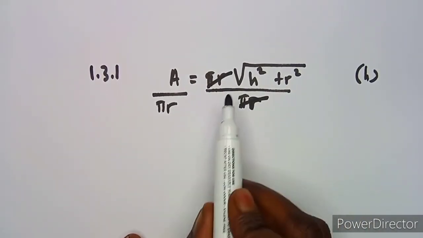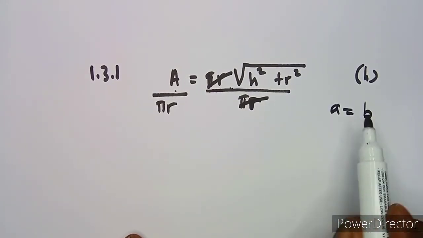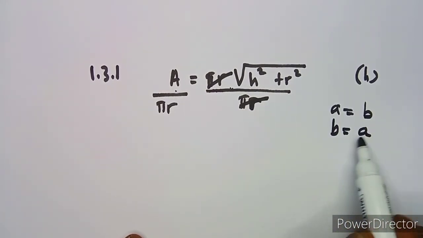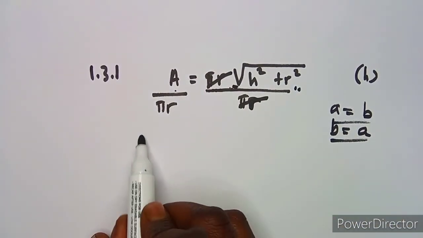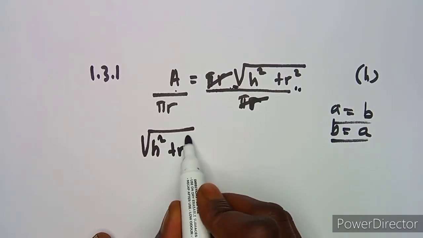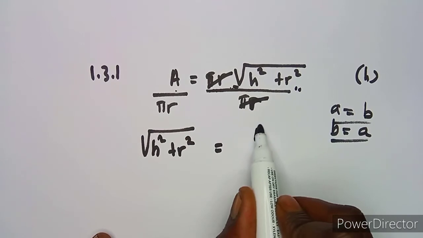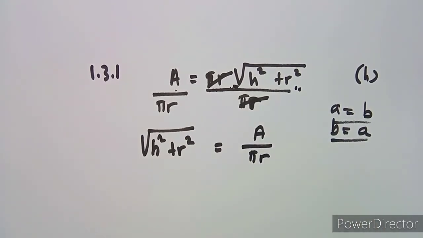So that means these two are equal. If A is equal to B and I write that B is equal to A, it's one and the same thing. So I can start by this side, which is the square root of h squared plus r squared is equal to A over pi r, since we say these two are equal.